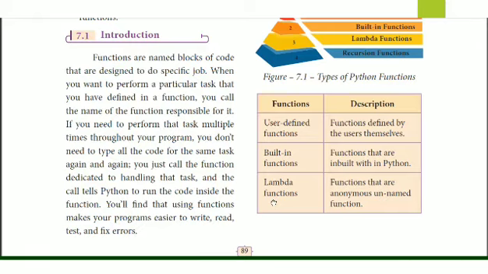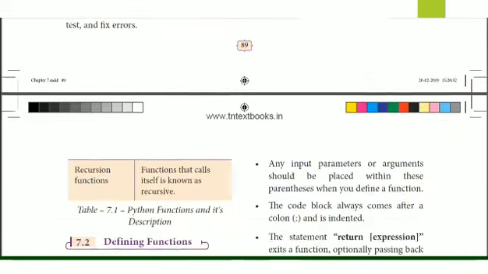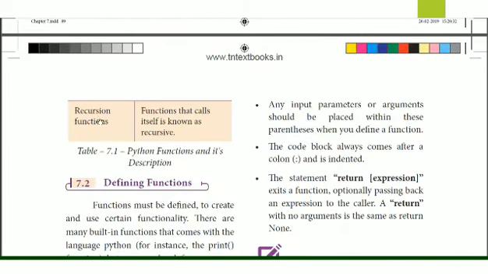Next is lambda function. Lambda function is an anonymous, unnamed function, which means a function that is defined without a name is actually called a lambda function. The next function is the recursive function. A function that calls itself is known as recursive. Already we studied this last year.